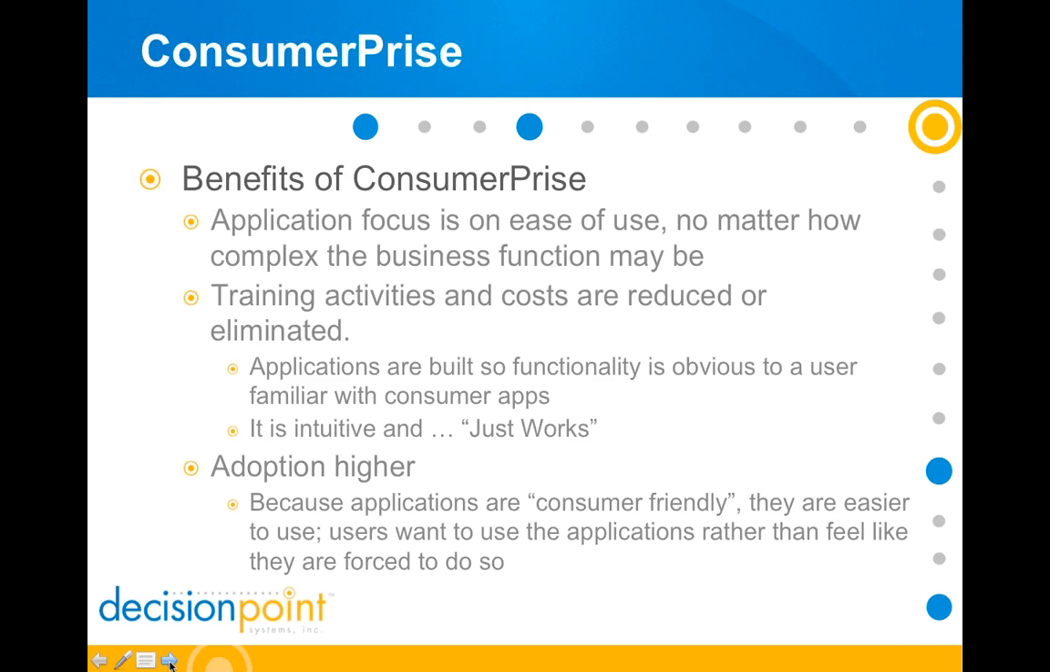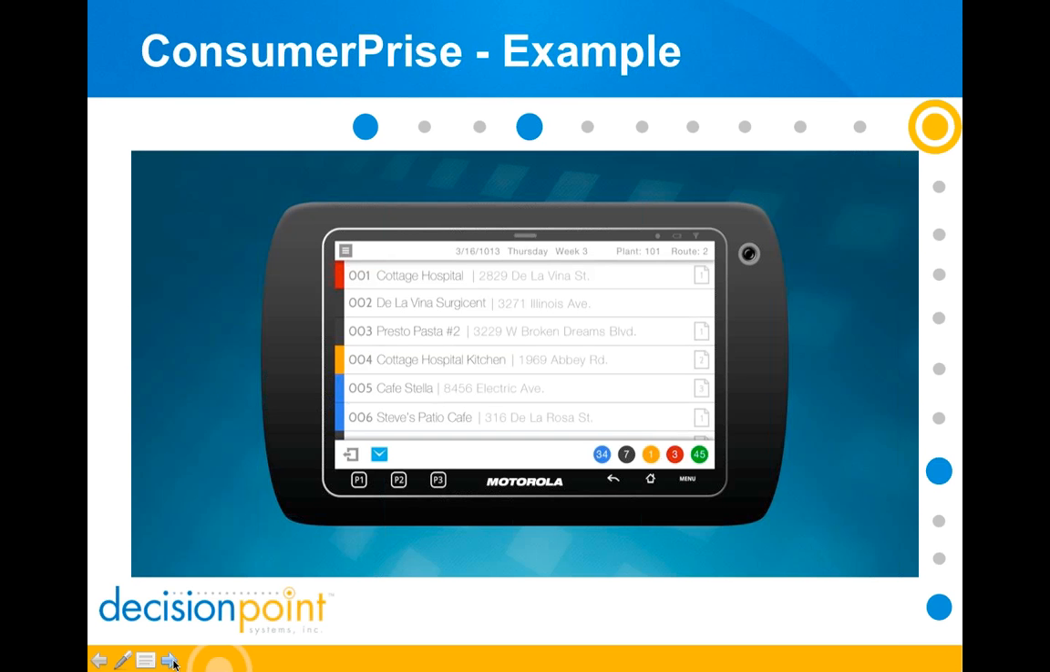Now I'm going to show you a couple of examples, because a picture is worth 1,000 words, of what we're talking about with the ConsumerPrise application. This is a work order management, work order fulfillment application. This application uses our ConsumerPrise design methodology, and as you can see, a lot of attention has been paid to the usability of the application. We use symbols and colors and iconography to help the user navigate through the application.